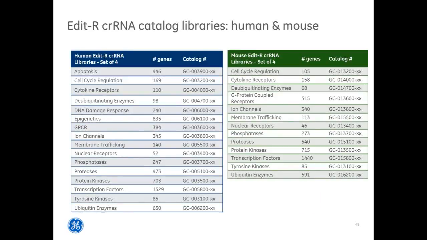So now we get to the arrayed libraries themselves. The predefined catalog libraries that are available for human and mouse are listed here. You'll probably see some very familiar collections if you're familiar with the siRNA libraries. And many of these human libraries are already made and on the shelf. Some of them, including all of the mouse ones, would require a few weeks of production time. And we are currently working towards building a human druggable collection, which will be around 7,500 genes when completed.